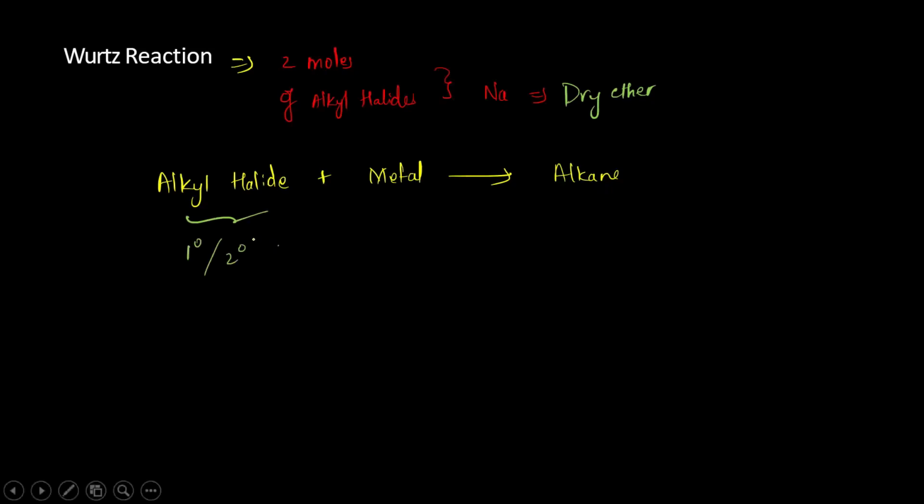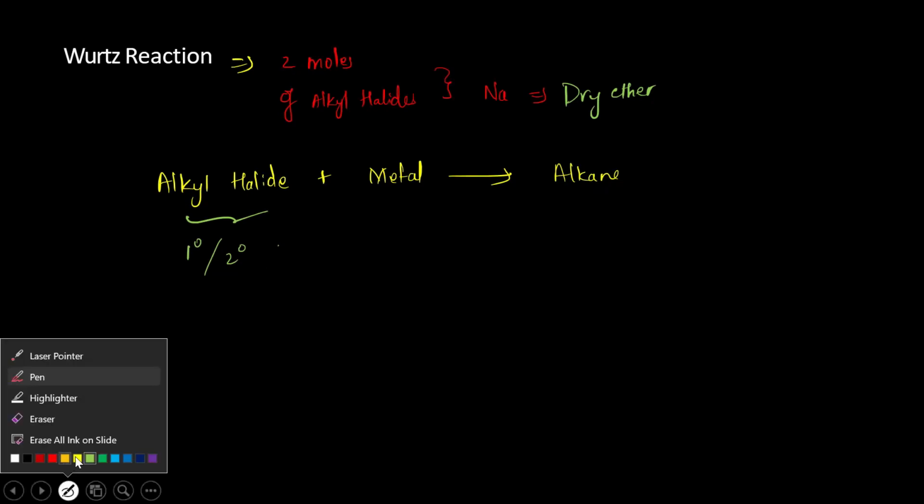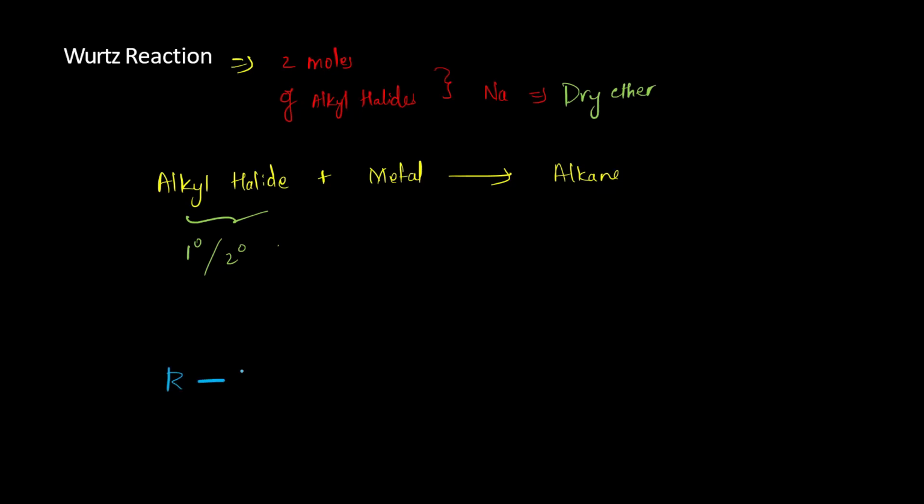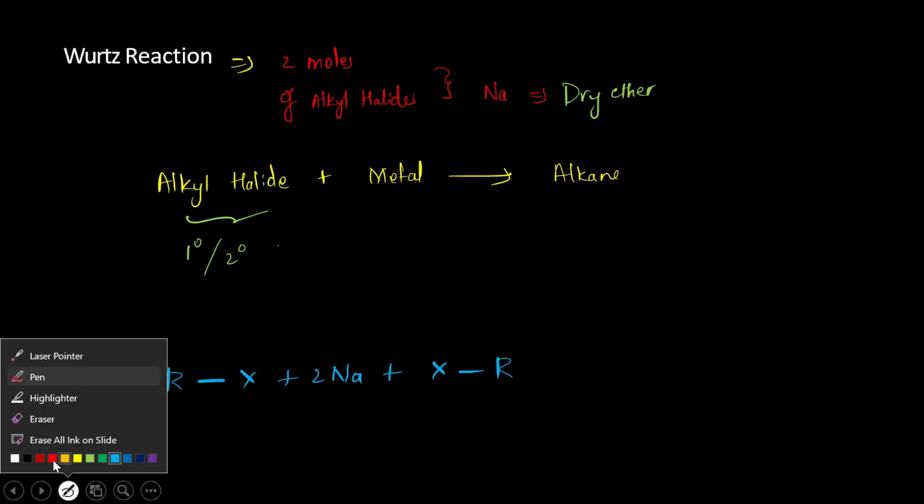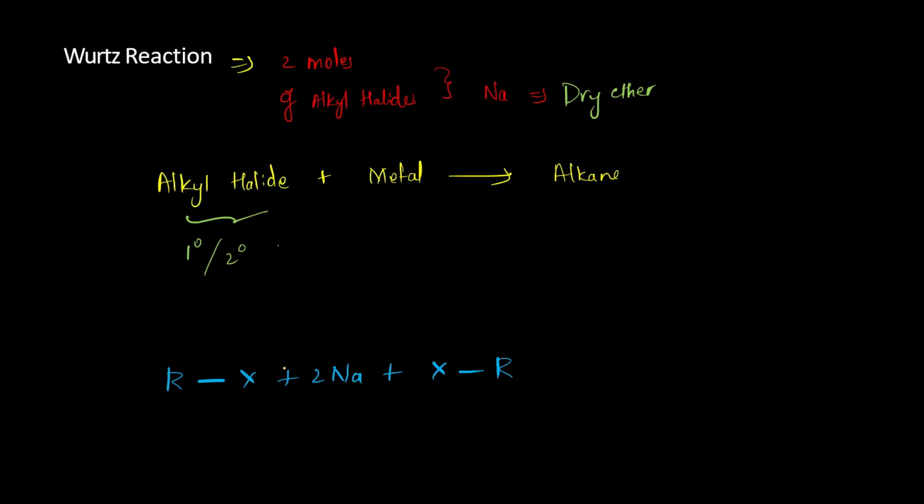So what is the meaning of primary and secondary? If the halogen carbon is attached to one carbon, it's a primary. If it is attached to two different carbons, it is called secondary. And if you see the general reaction, it would happen something like this. There is R-X plus 2Na plus again X-R, so bond formation happens between the halogen and the sodium.